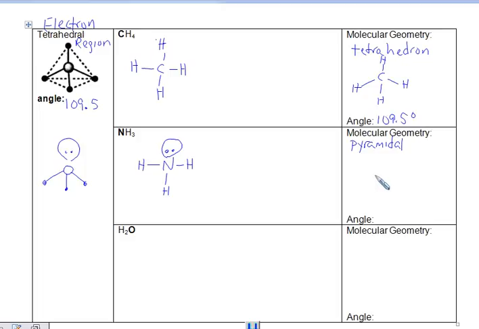And we have the nitrogen, hydrogen, hydrogen, hydrogen, and then at the very top of the pyramid we have this lone pair. Now remember, lone pairs are going to compress these angles, so instead of being 109.5, the angle is compressed to about 107 degrees, depending on what you have down here.